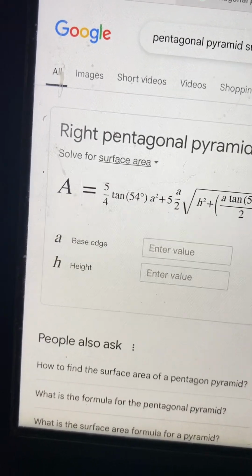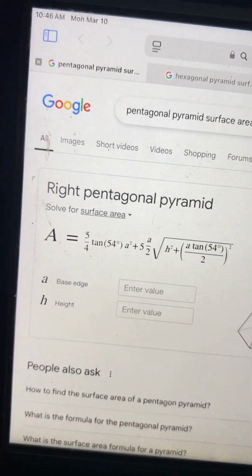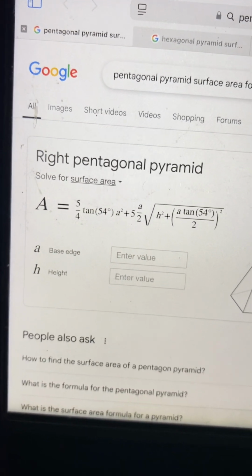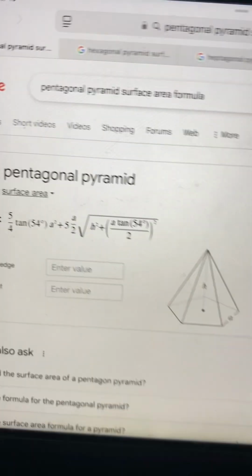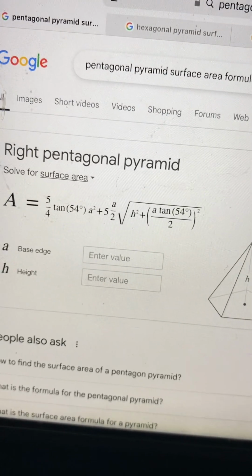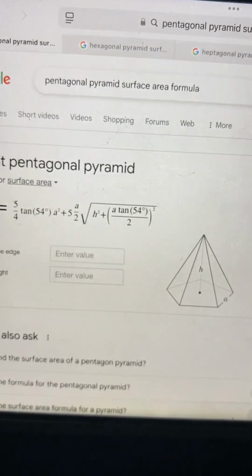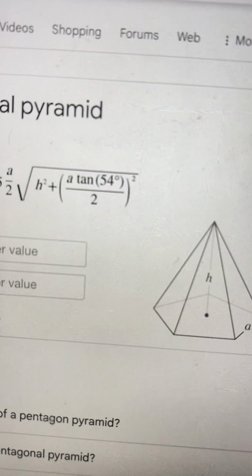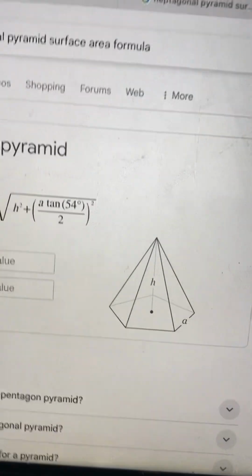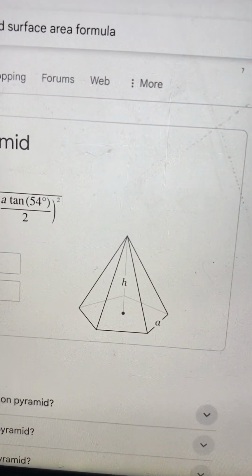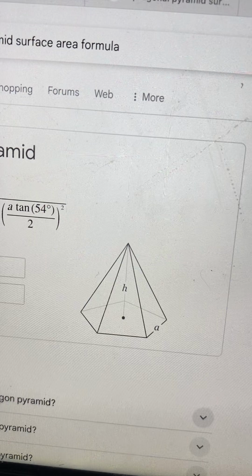But if we look over here, the surface area of a right pentagonal pyramid is 5/4 times tan times 54 degrees times a squared plus 5 times a divided by 2 times the square root of h squared plus a times tan times 54 degrees divided by 2 to the power of 2.